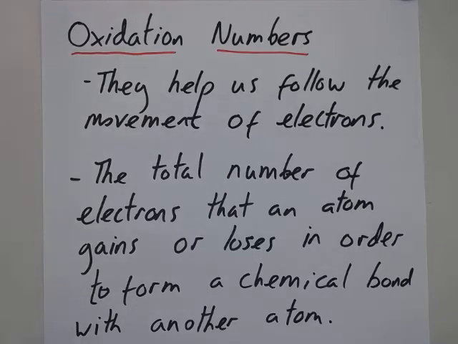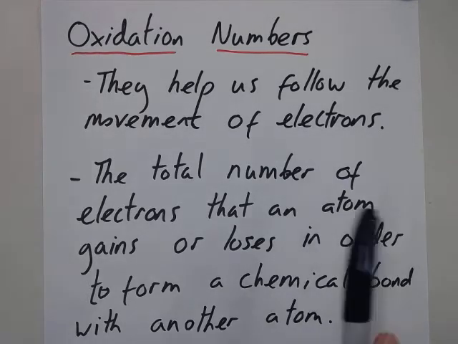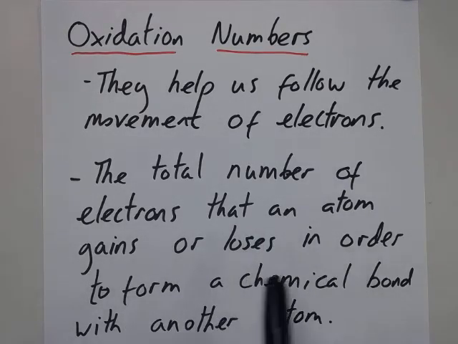So in some ways they are a little bit fabricated. They're different to charges of ions, although they do overlap. But they give us a way of assigning a number, and from there we can work out whether something in a reaction has gained or lost electrons. So a basic definition is the total number of electrons that an atom gains or loses in order to form a chemical bond with another atom.